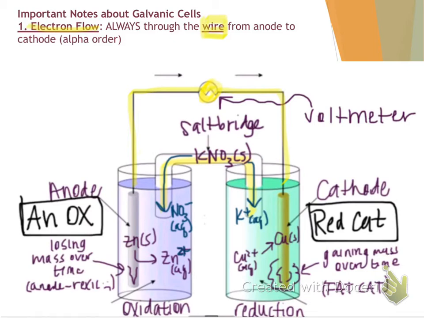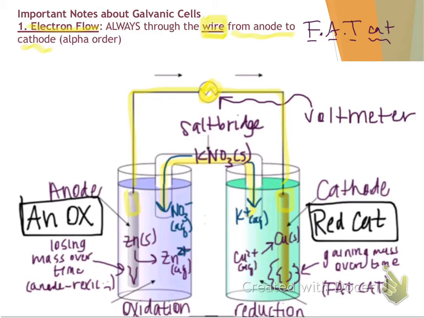So through the wire that connects our anode to our cathode, electrons will be flowing. They will always flow from the anode to the cathode, which is alpha order there. We also have another saying to help us remember that direction of electron flow. It is a saying that we have already seen before, fat cat. So electrons will always flow from the anode to the cathode.